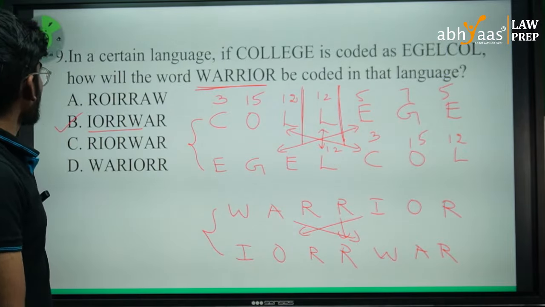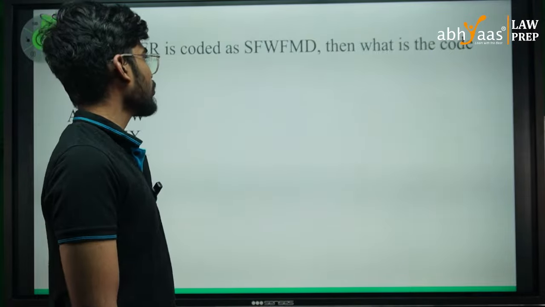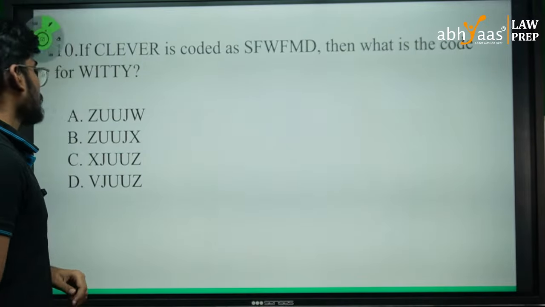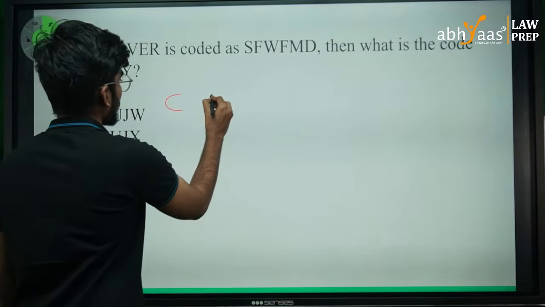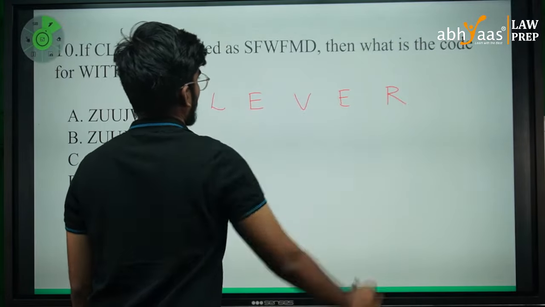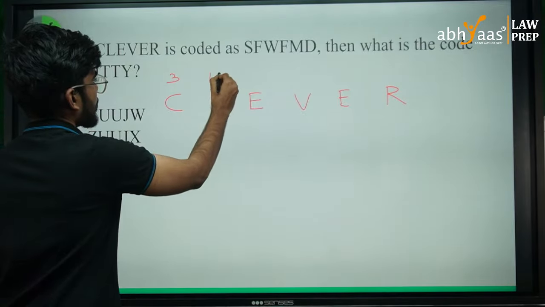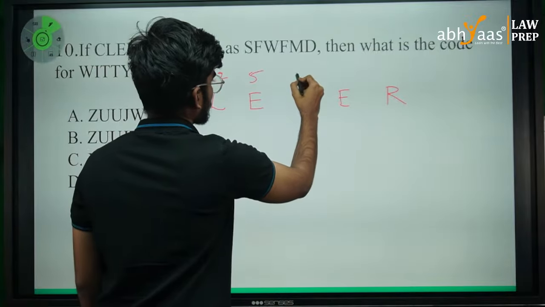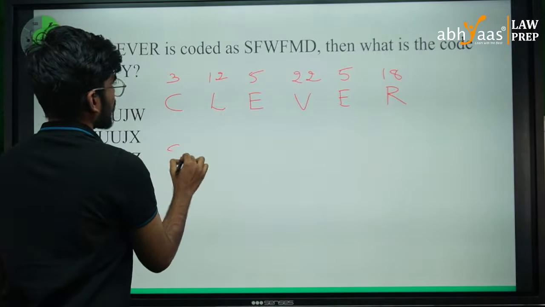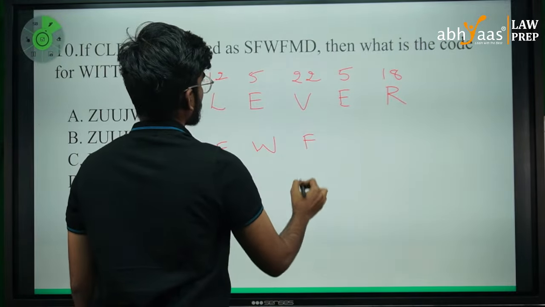Yeah, moving to the next one. Question number 10. If clever is coded as SFWFMD, then what is the code for witty, WITTY? Yeah, CLEVER. Okay, let us first write this directly. It's 5 and again it's 18. Next, S, F, W, F, M, D.